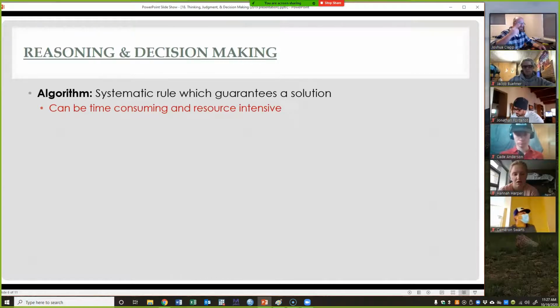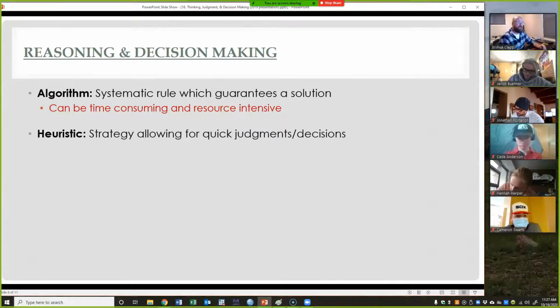Okay. So again, these algorithms are going to be time consuming and resource intensive. I just don't have the mental capacity to run everything through an algorithm as I'm moving across different decision points in my life. Okay. And so what we have instead are heuristics. Heuristics are going to be some strategy that we use to make quick snap judgments and decisions.